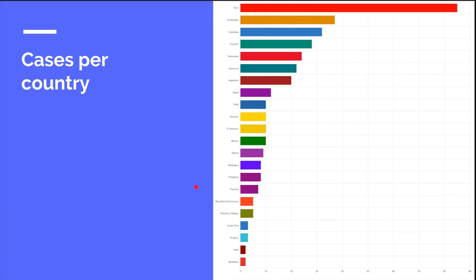Here we see the cases per country. Peru is the country with the most cases, 85. It's a special case because the second country with the most cases has less than half of that, so the difference between the first and the second is very notable. The rest are located between 7 and maybe 20 cases.